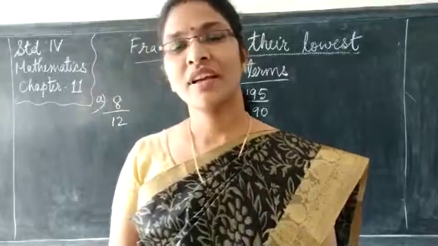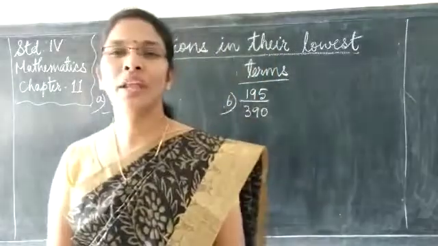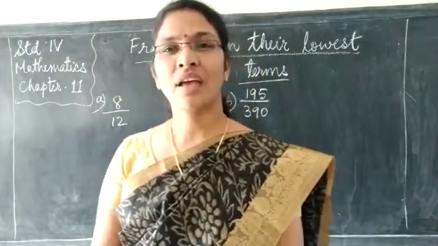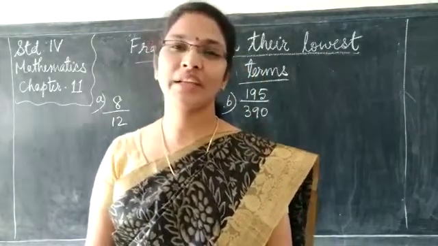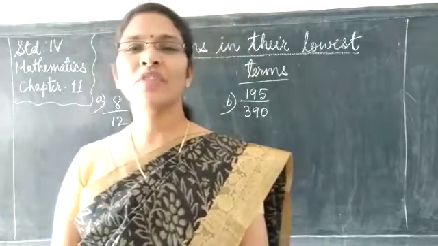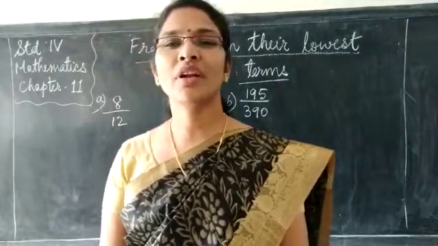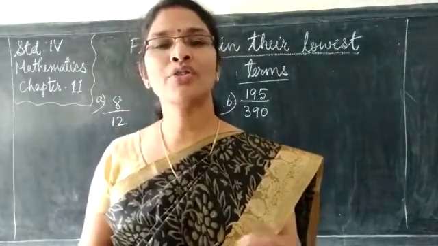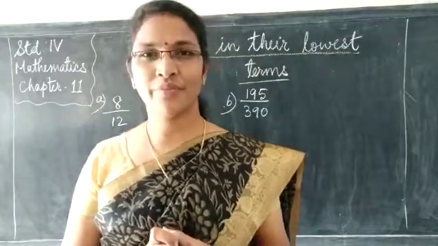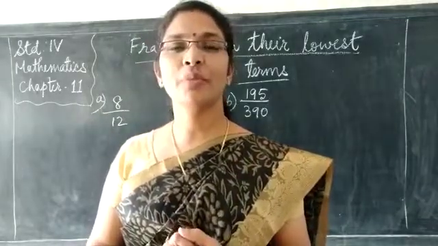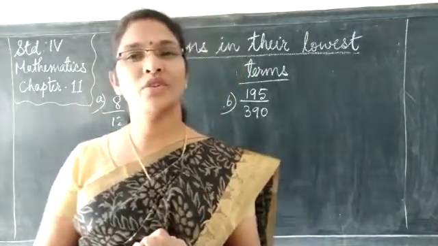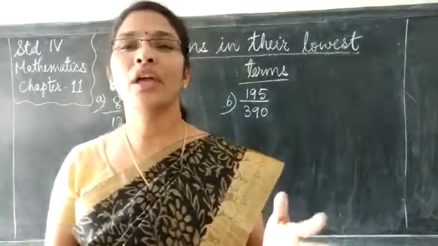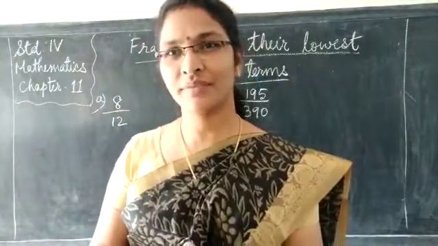Hello students, in the last classes we learned how to find equivalent fractions and how to check whether the given fractions are equivalent. Today we are going to learn how we can reduce the given fractions to their lowest terms or simplest form. If a fraction is in its simplest form, the HCF of its numerator and denominator will be 1, meaning they will not have any common factors.